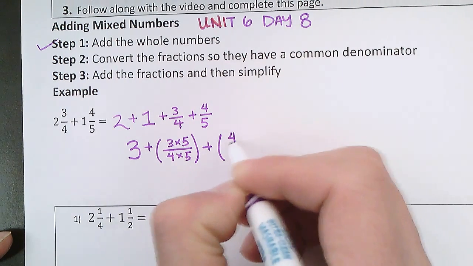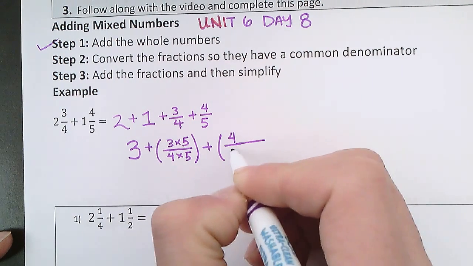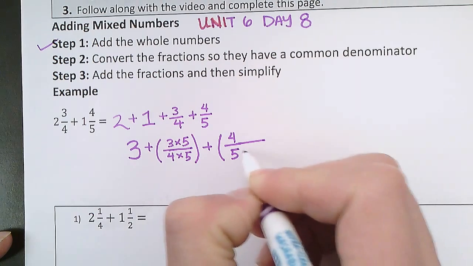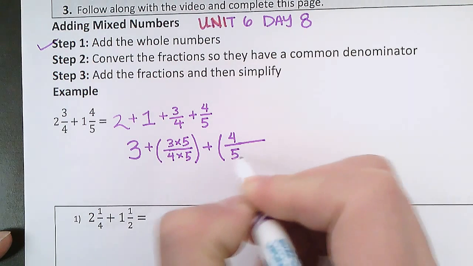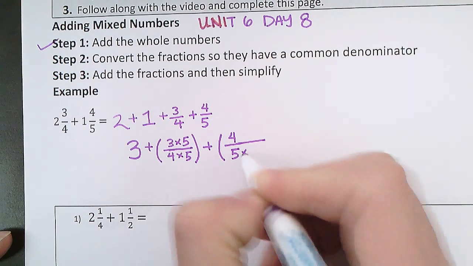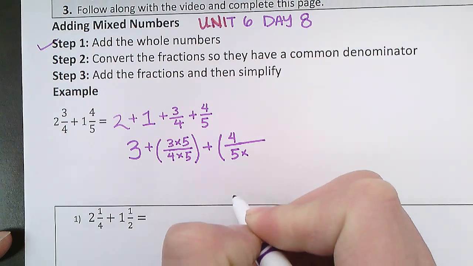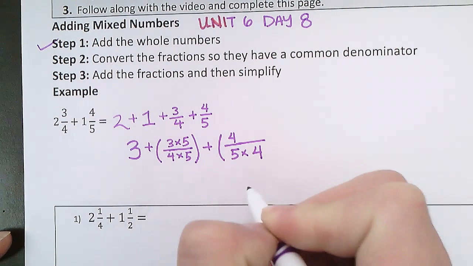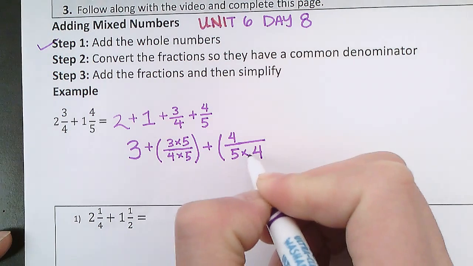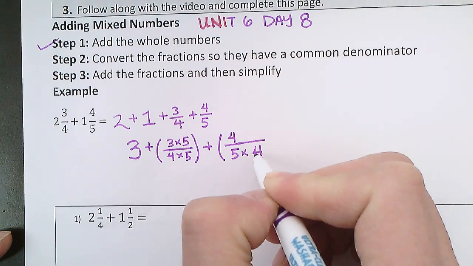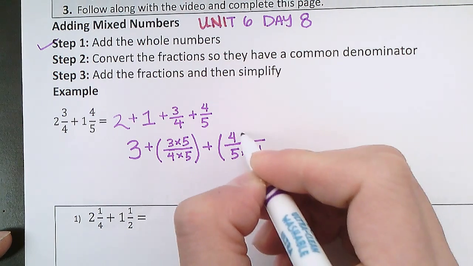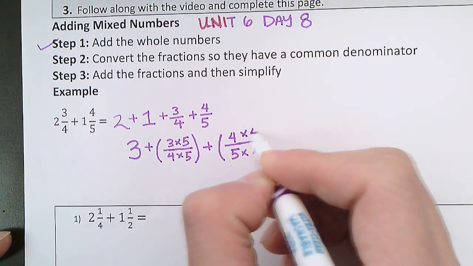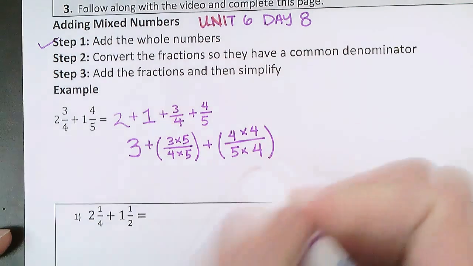So I have 4/5. And I think to myself, what do I have to multiply 5 with in order to get to 20? 5 times 4 gives me 20. And if I multiply times 4 on the bottom, to keep it equal, I have to multiply times 4 on the top.